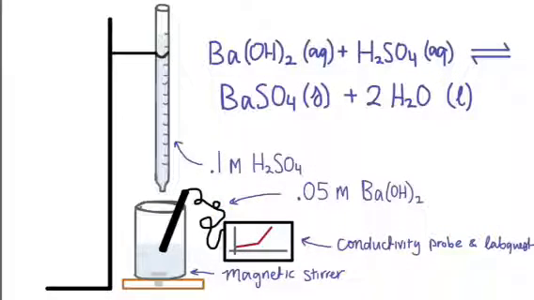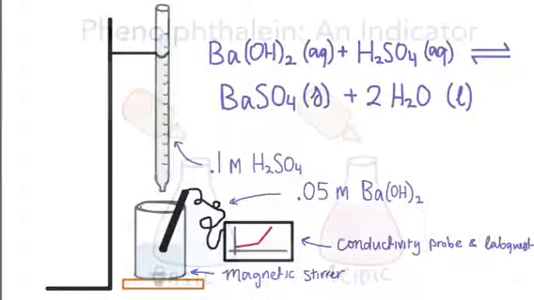We will be titrating aqueous barium hydroxide with aqueous sulfuric acid in order to examine the relationship between conductivity and concentration. In the burette is 0.1 molar sulfuric acid, which will be titrated into 0.05 molar barium hydroxide. The solution will be stirred using a magnetic stirrer, and we will collect conductivity data using a conductivity probe linked to a LabQuest. We will graph the data on the LabQuest.